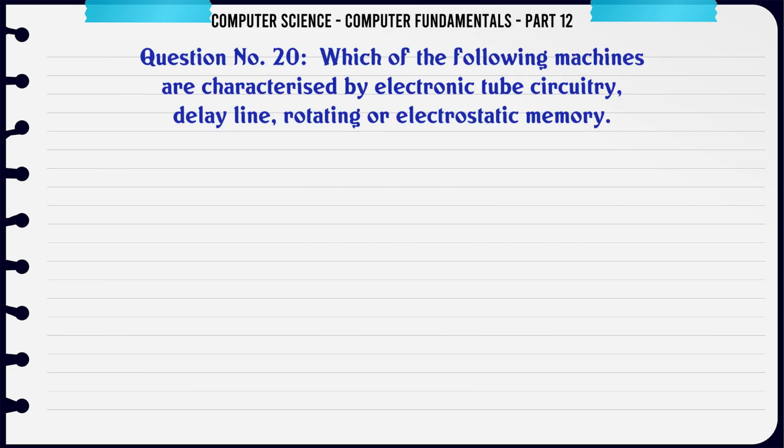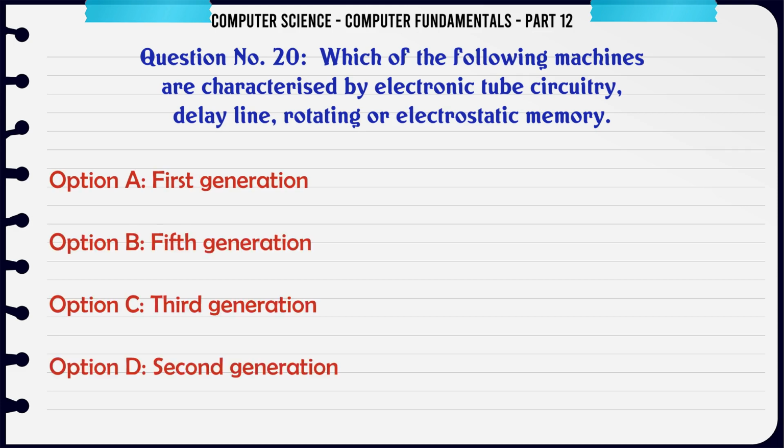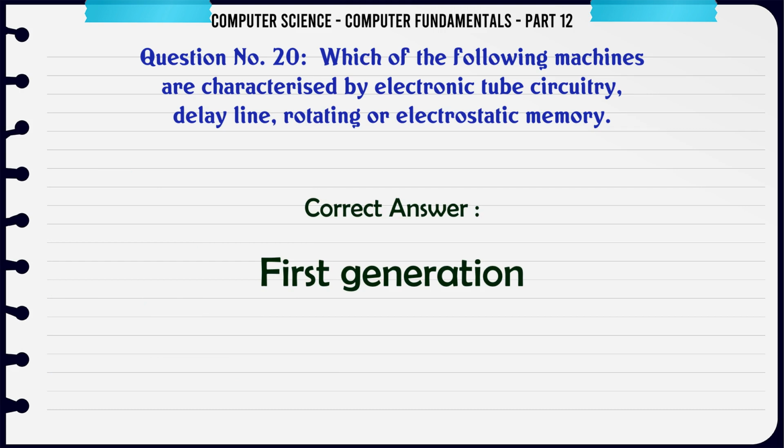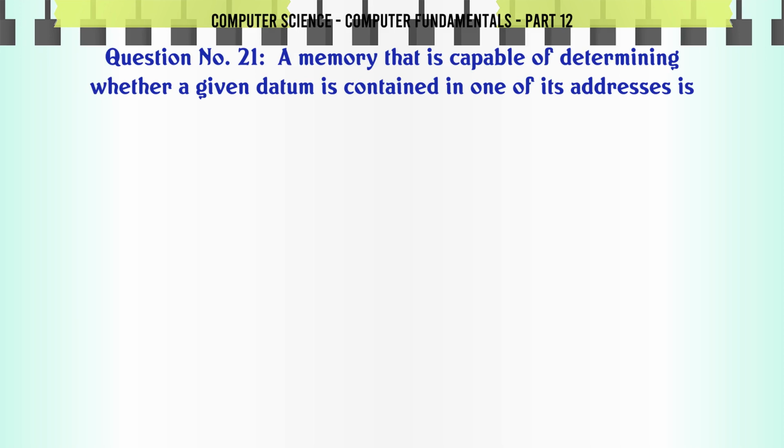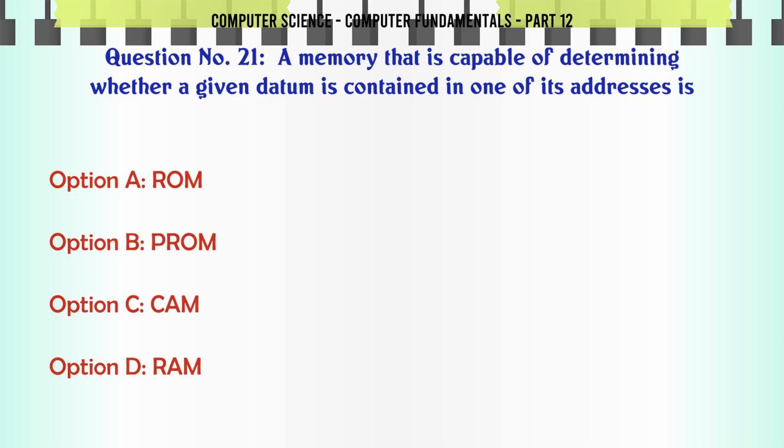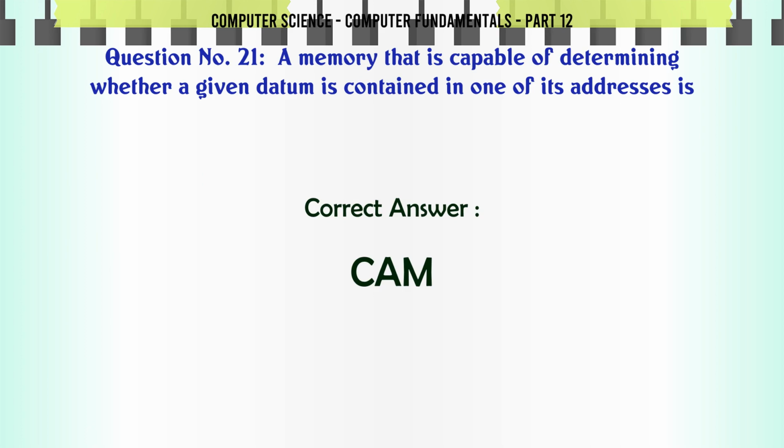Which of the following machines are characterized by electronic tube circuitry, delay line rotating, or electrostatic memory? A. First generation, B. Fifth generation, C. Third generation, D. Second generation. The correct answer is first generation. A memory that is capable of determining whether a given datum is contained in one of its addresses is A. ROM, B. PROM, C. CAM, D. RAM. The correct answer is CAM.